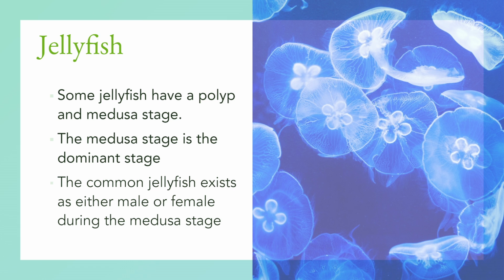We can also look at jellyfish. Jellyfish are an example of a cnidarian that has both a polyp and a medusa stage, but you're probably more familiar with the free-swimming medusa stage. That is the dominant stage. And the common jellyfish exists as either male or female during the medusa stage, but it's not really either during its polyp stage.